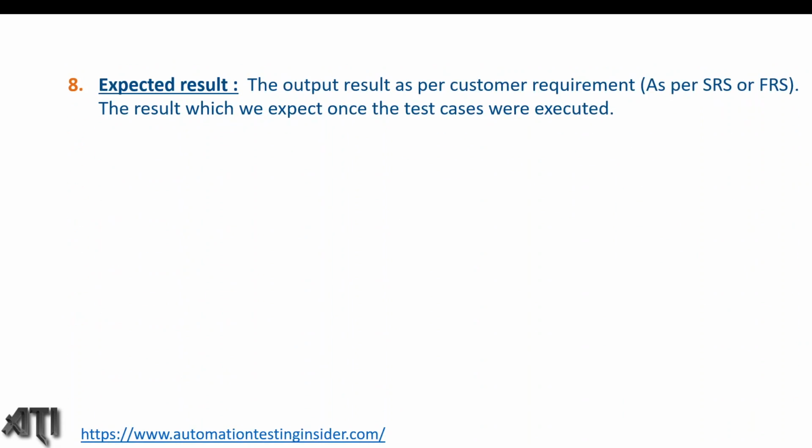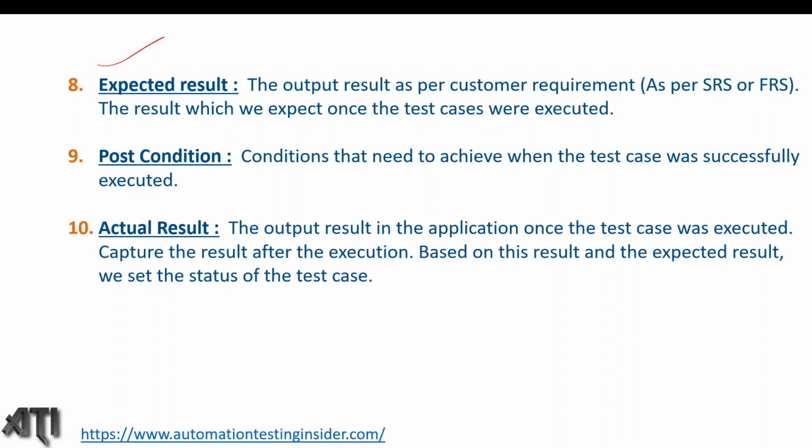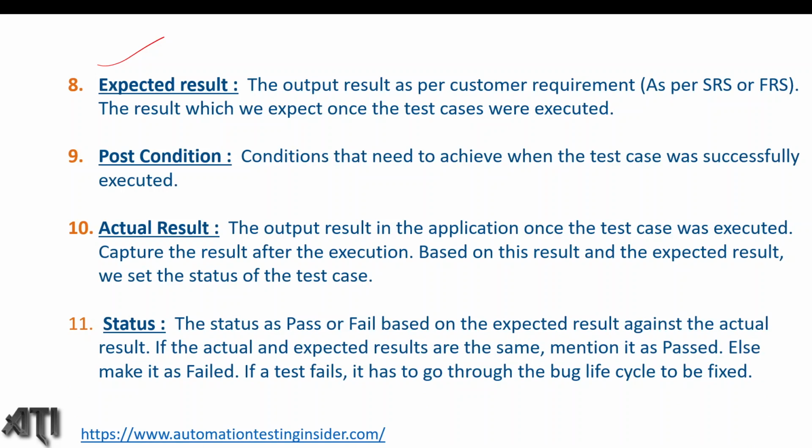Expected result: the output result as per requirement, as per SRS or FRS, the result which we expect once test cases are executed, is called the expected result. We have post conditions that need to be achieved when the test case was successfully executed. Actual result: the output result in the application once the test case was executed, and we capture the result after the execution. Based on the result and the expected result, we set the status of the test case. If expected and actual results are the same, that means the test case is passed.